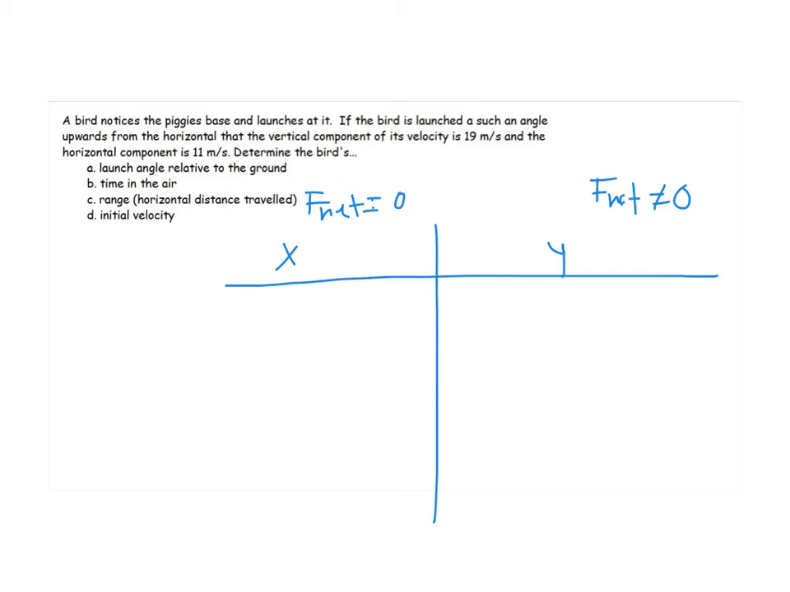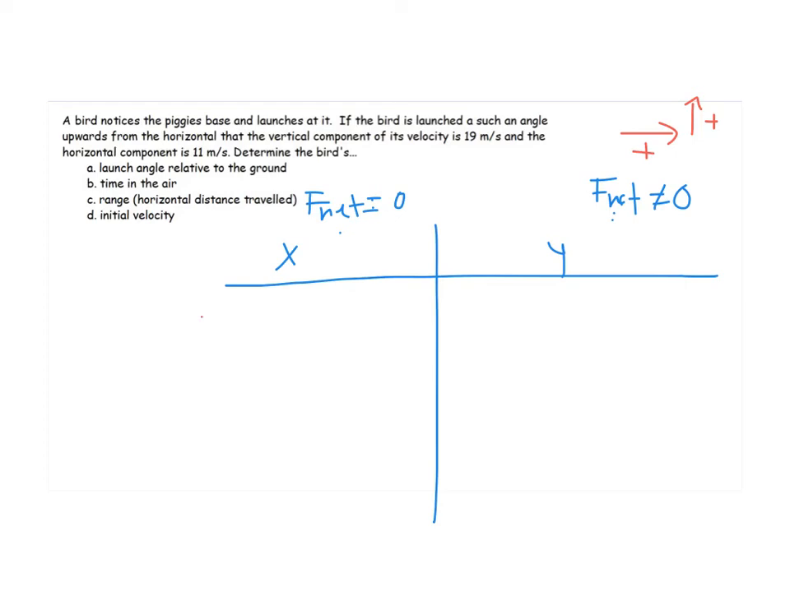So in the X dimension, because it's uniform motion, there is no net force. In the Y dimension, because there is a net force, that's not equal to 0. Okay, so we can kind of identify what we know. One thing that is important too is determining the direction. So anything to the right, and anything up, is going to be positive.